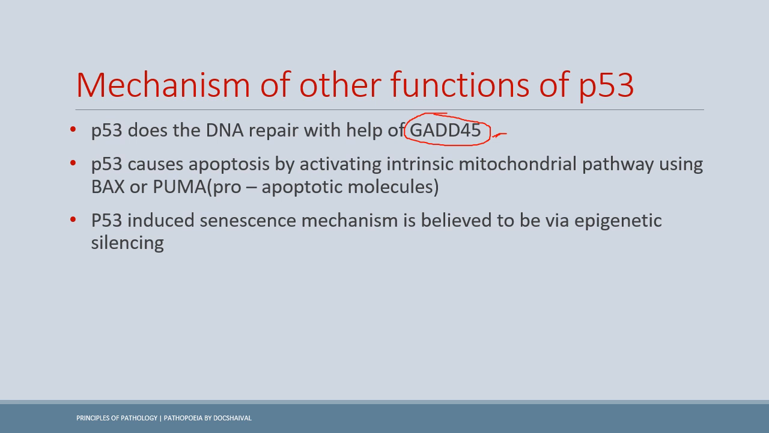Now, the P53 causes apoptosis, and that is mainly by the intrinsic mitochondrial pathway. High yield principle there: the intrinsic mitochondrial pathway, and that too by using BAX and PUMA. Recall that these are the pro-apoptotic molecules, and BAX and the others would cause decreased BCL2 expression, and that would lead to apoptosis. Now, senescence is also induced by the P53, and that mechanism is not quite known, but it is believed to be because of epigenetic silencing.